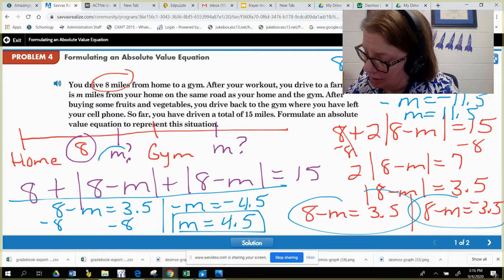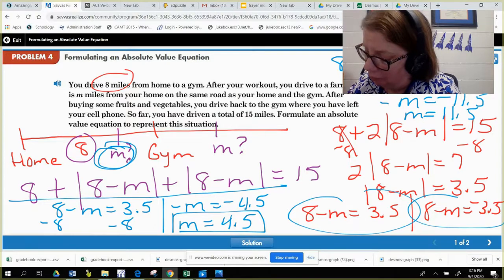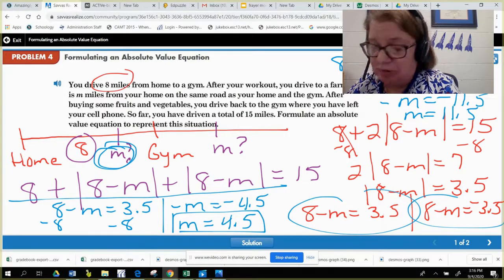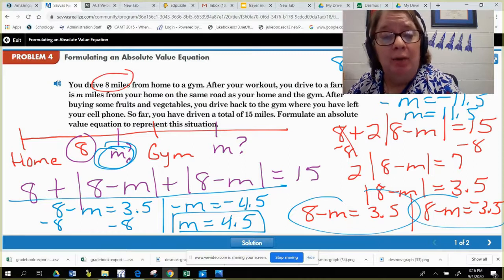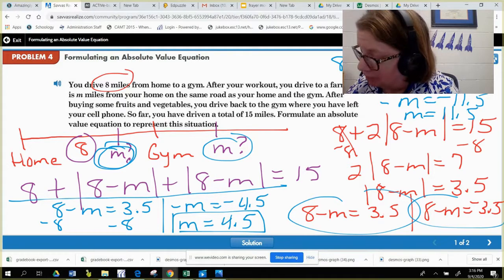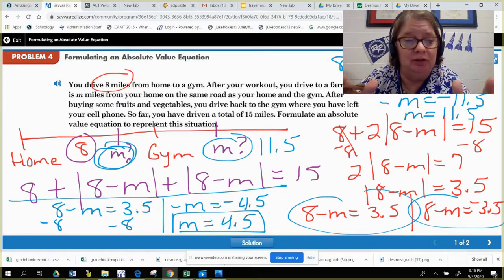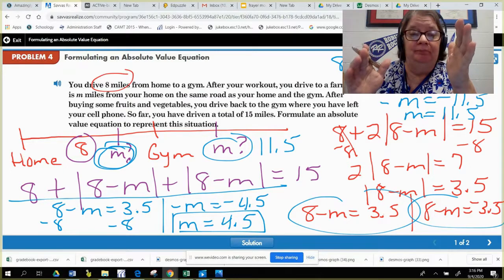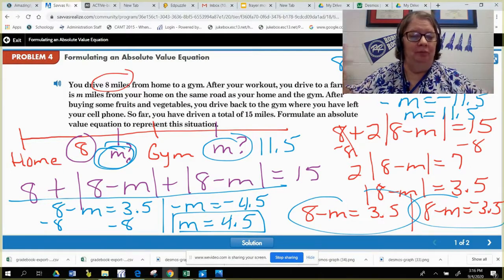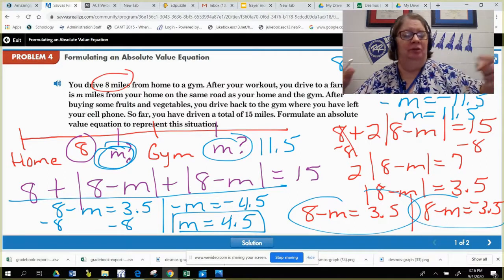Do you understand that if the farm is closer to your home, then that's 4.5, right? So the farm might be 4.5 miles from your house. If the farm's over here, then it's 11.5 miles from your house. Okay? That's formulating an absolute value equation. You've got a difference between some distance that you don't know. Put that inside your absolute value bars. So from home to the gym is 8 miles. The farm might be 4.5 miles or 11.5 miles.